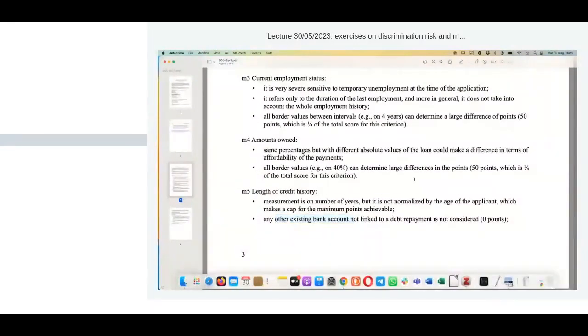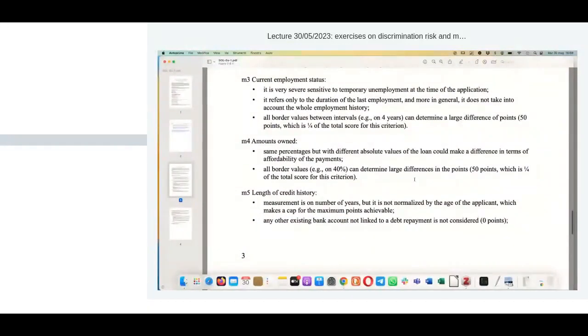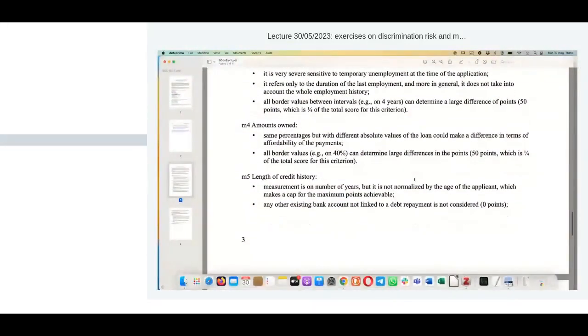Any questions so far? I asked for one measurement issue for each variable, and then I asked for one discrimination risk in total. Before that, there is a question.